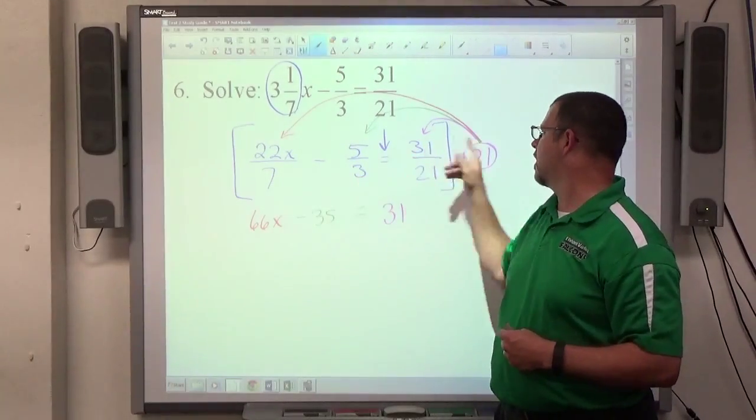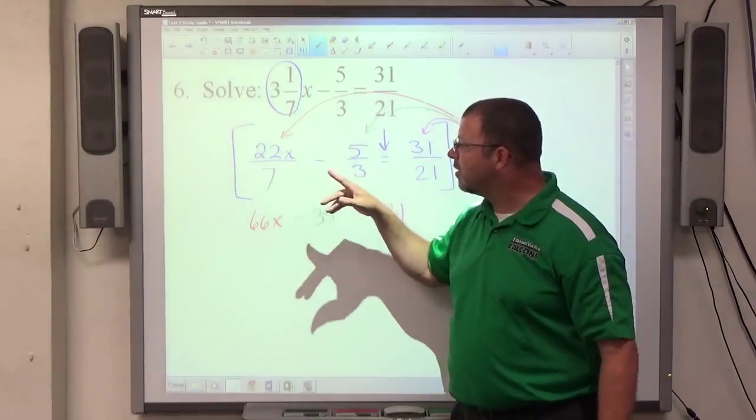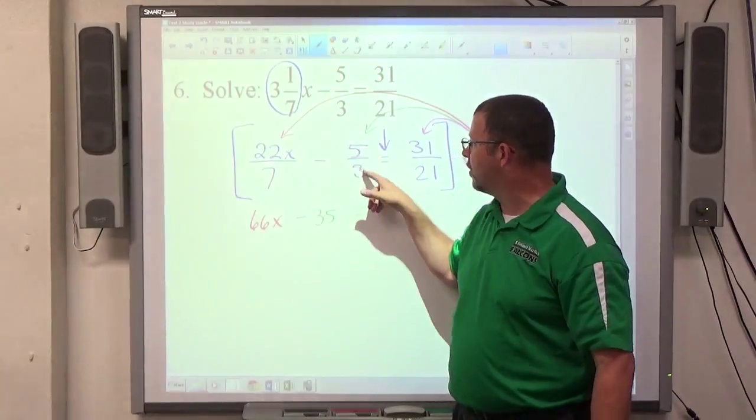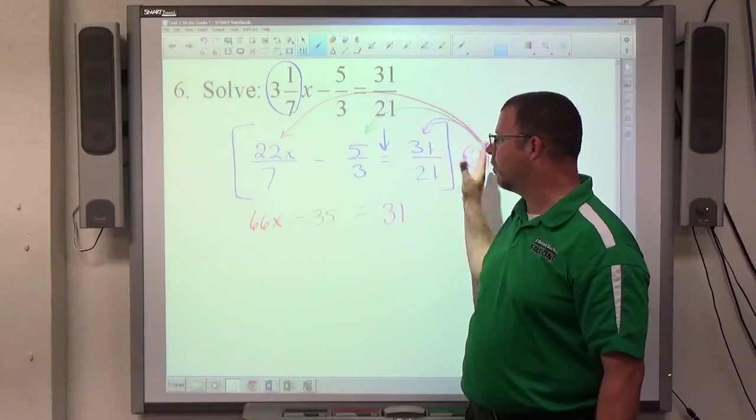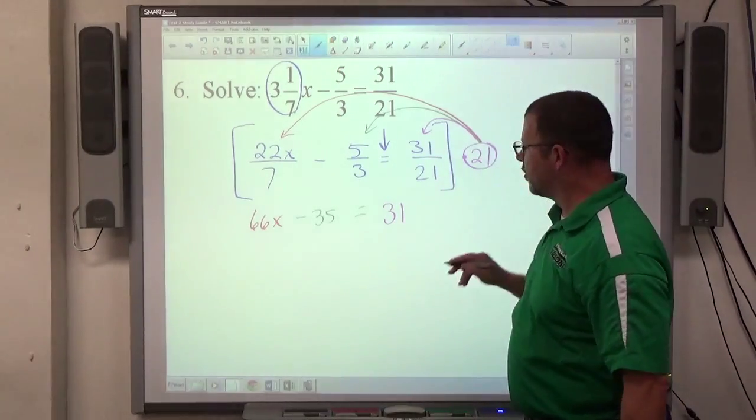21 divided by 3 is 7. 21 divided by 21 is 1. So all three of those divide evenly. The results, 3 times 22, 7 times 5, and 1 times 31, is how you get rid of the fractions. And just like that, we got ourselves a real simple problem.